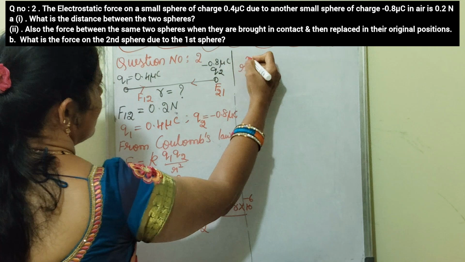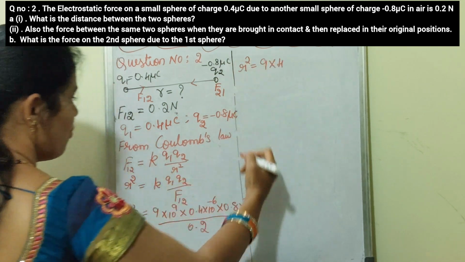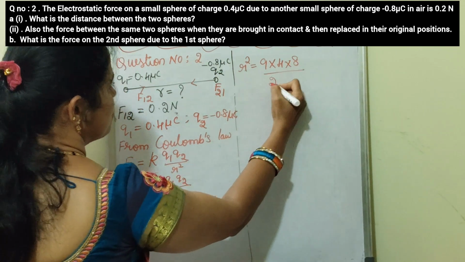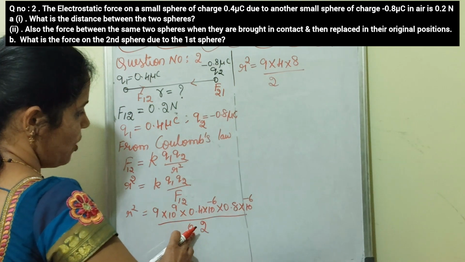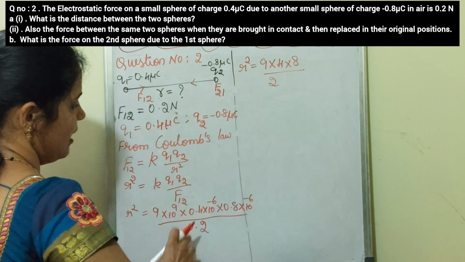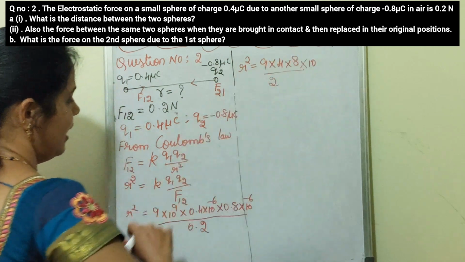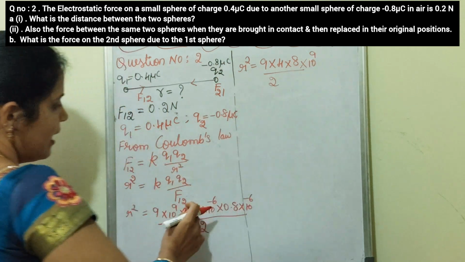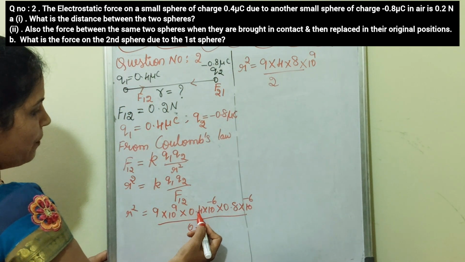First, let us write only the numbers. So, R square is equal to, one number is 9, second is 4, and next is 8 divided by 2. Now, let us write. I have removed the decimal point here and considered only the numbers. Now, I'll write the power of 10. The power of 10, first one is 9. Next one, look at here carefully.